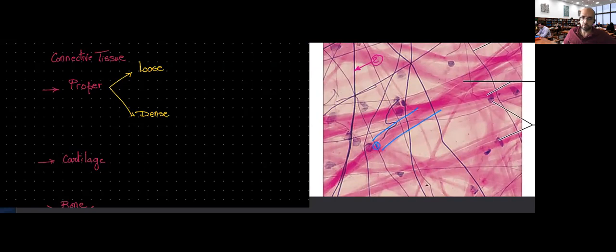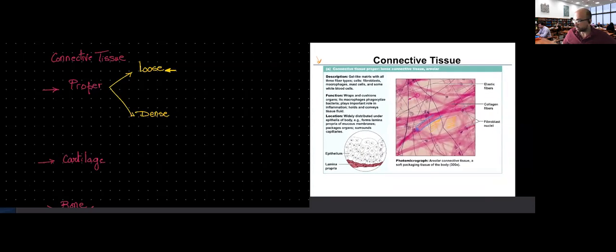So for example, if I told you that in loose connective tissue I have large spaces between the fibers, would you consider this tissue that you see here on the right as a loose connective tissue or as a dense connective tissue? Do you have spaces between the fibers? Loose, right? How about this one?